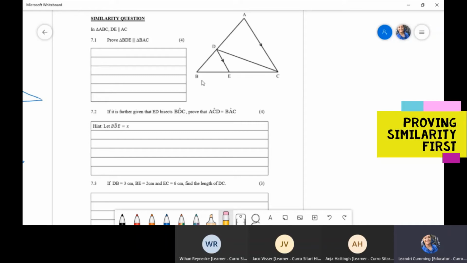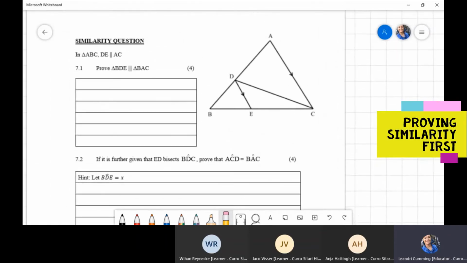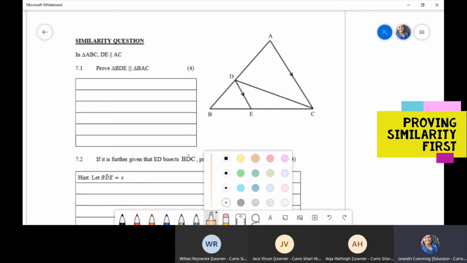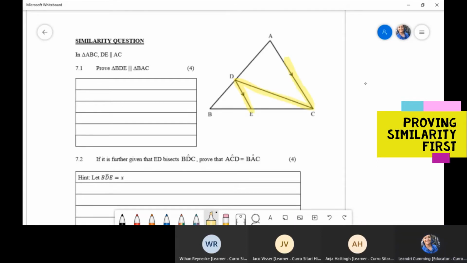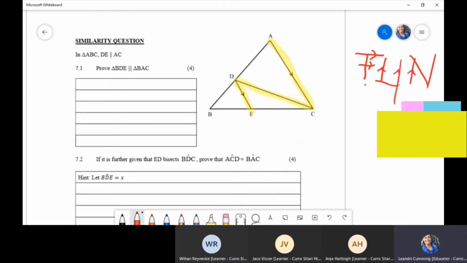What we have here is a similarity question where we have a triangle with parallel lines. That's my first thing I'm going to do. I'm first going to indicate that I have parallel lines. The fact that I have parallel lines already should spark my brain in terms of my F, U, N rule, my FUN rule, which helps me remember corresponding angles, co-interior angles, alternate angles.